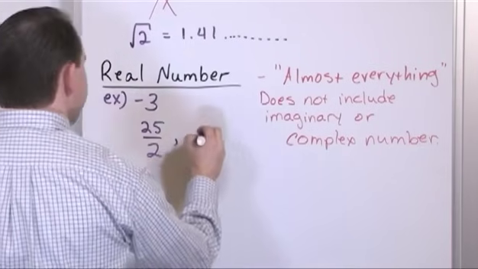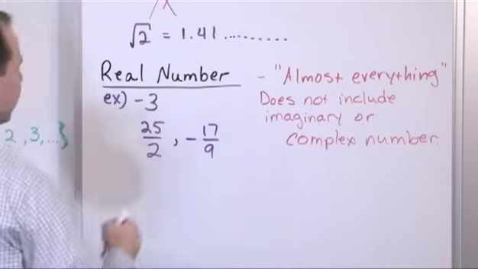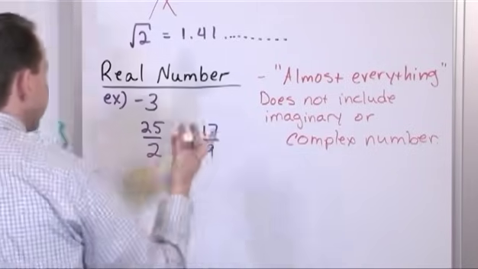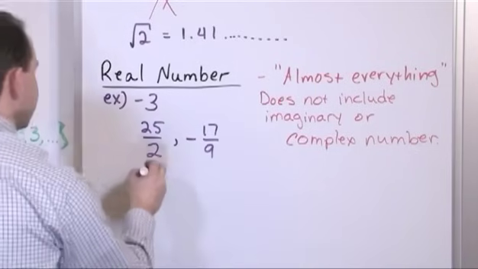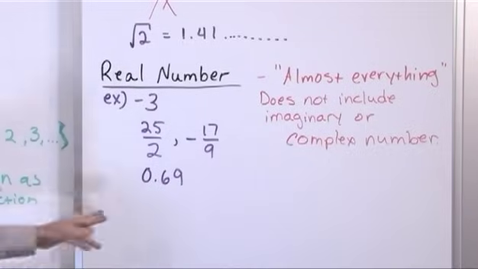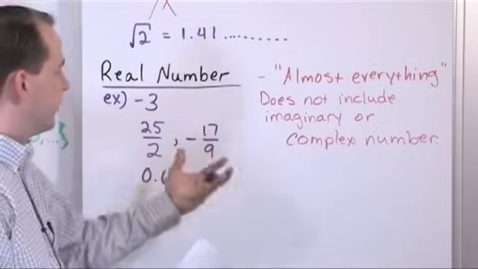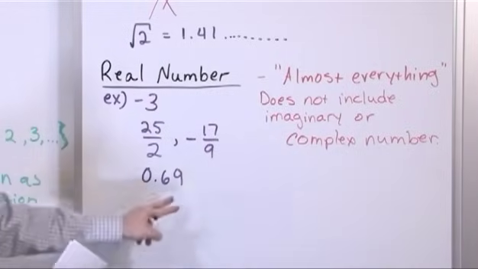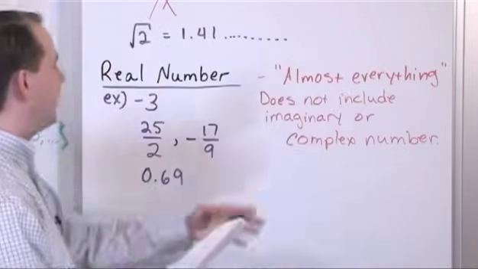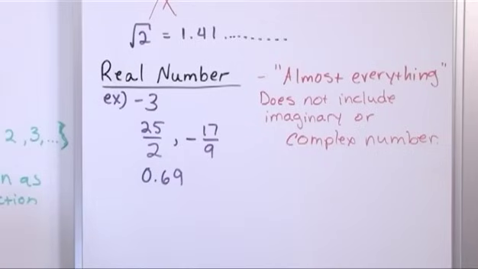What about -17/9? That's a fraction. It happens to be negative. That's okay. It's a real number because there's no imaginary number. The decimal 0.69. That's also a real number. Again, there's no i indicating that it's imaginary, because when you start to study imaginary numbers in future courses, you'll find that they always have a little i at the end if they're imaginary. So that's why I say real numbers include almost everything. It's just that they don't include those imaginary numbers.